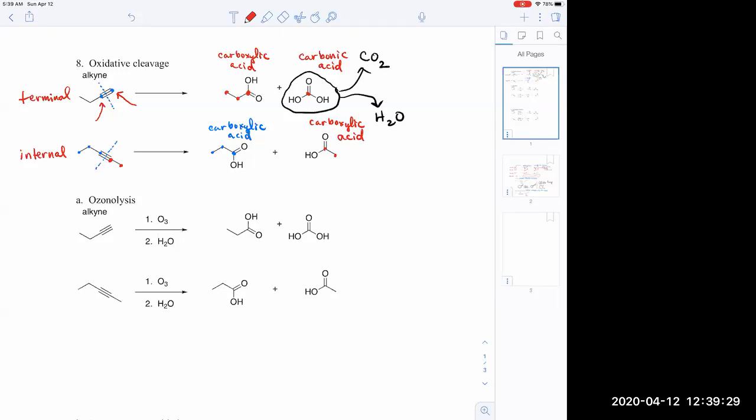So, in summary, when doing an oxidative cleavage of a terminal alkyne, you will produce a carboxylic acid that is 1 carbon shorter than your original terminal alkyne, and it will produce carbon dioxide. When doing an oxidative cleavage of an internal alkyne, it will produce 2 carboxylic acids, and the size of the carboxylic acids will depend on where the triple bond is in your chain.